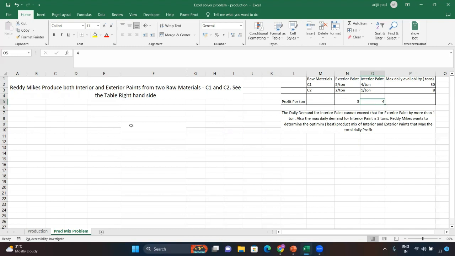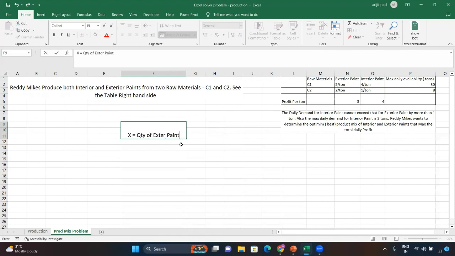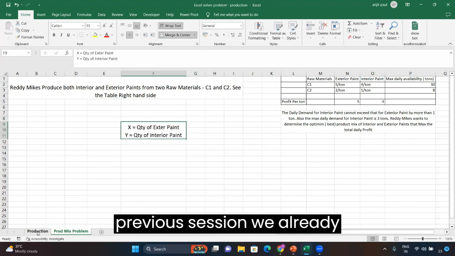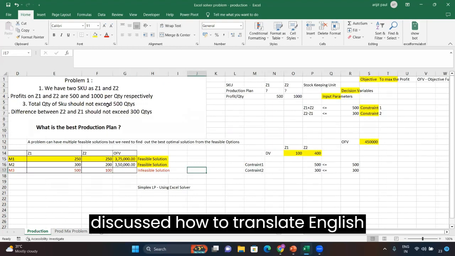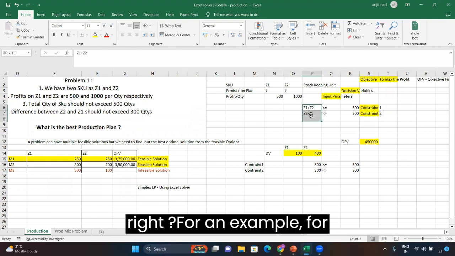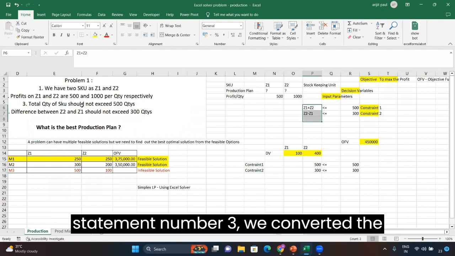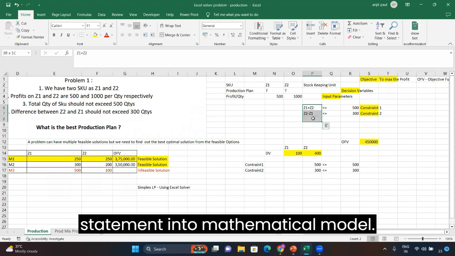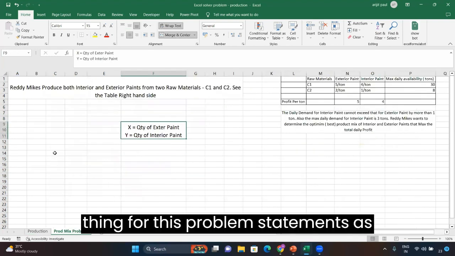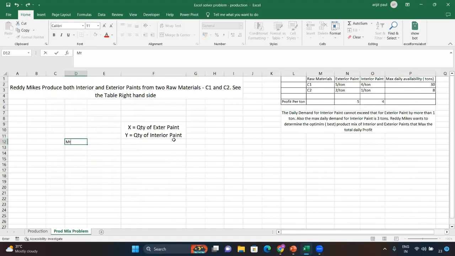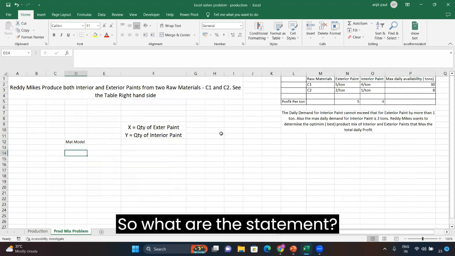Okay. So let's consider X equal to quantity of exterior paint and Y equal to quantity of interior paint. In our previous session, we already discussed how to translate English language into a mathematical model. For example, for line statement number 3, we converted that statement into a mathematical model. We are going to do the same thing for these problem statements as well. First of all, we are going to build a mathematical model.